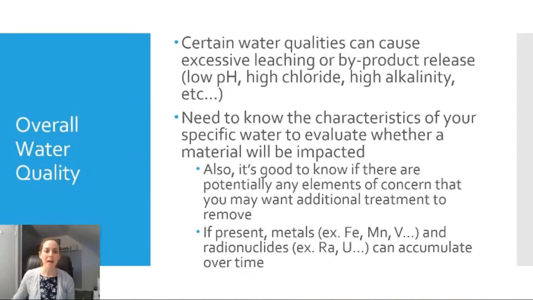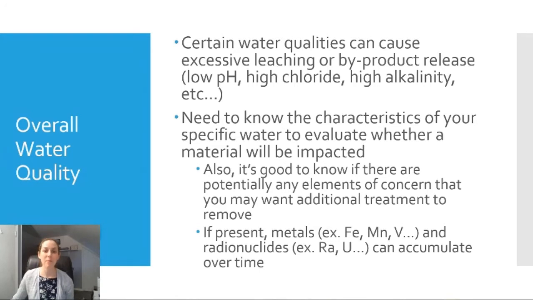Now going back to overall water quality, it's really important to understand what your background water quality is because certain water qualities can cause excessive leaching or byproduct release. And so knowing these characteristics of your specific water will allow you to evaluate whether or not a particular material will be impacted. And it's also really good to know what other components might be in your drinking water, if there's potentially any other elements of concern that you might want to filter out from your source water before it gets into your premise plumbing, or perhaps you want to use a point of use device in order to filter it out before somebody happens to drink it.